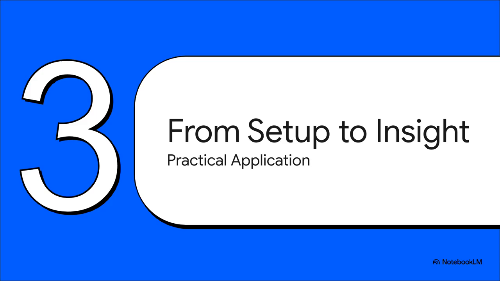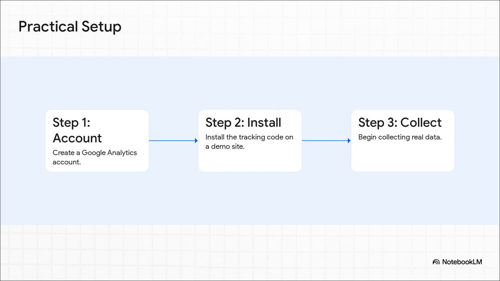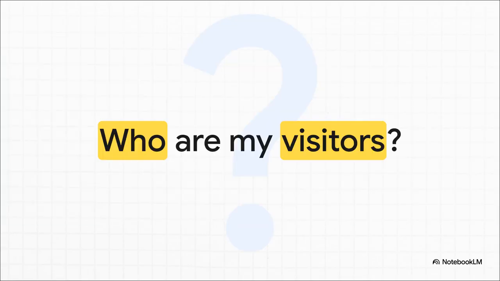All right, so after you get the theory down, the journey gets really practical. Session 2 is all about rolling up your sleeves and shifting from just learning about the tool to actually using it. And if the technical stuff sounds a little intimidating, don't worry. This course totally demystifies it. Students get walked through a super simple 3-step process. You create an account, you install a little piece of code on a practice website, and just like that, boom, you're collecting real data.